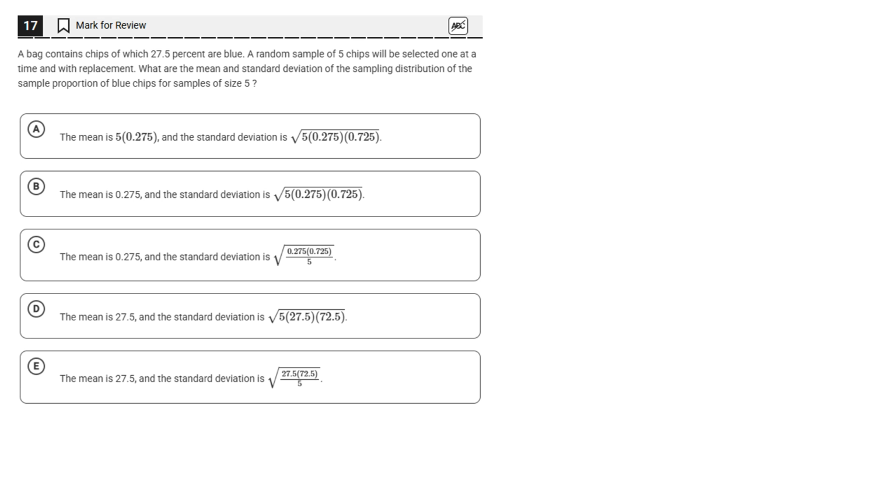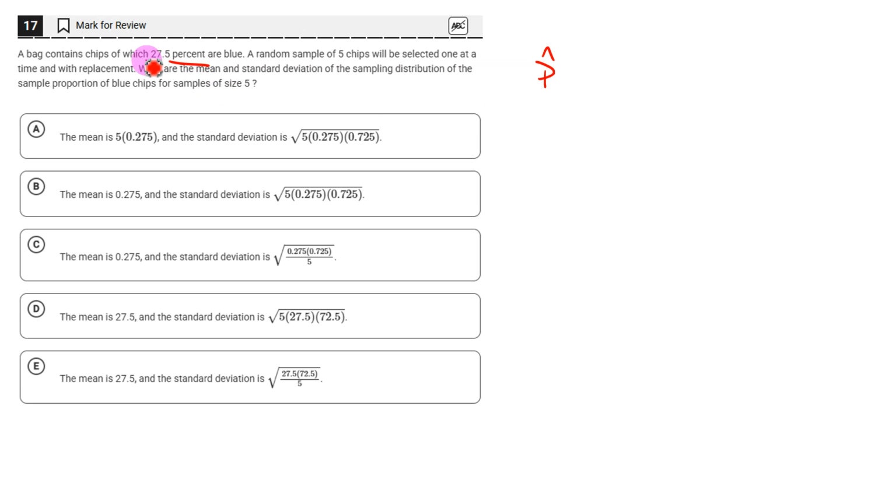A bag contains chips where 27.5% are blue, percent, so we're talking proportions. A random sample of 5 chips will be selected one at a time and with replacement. That means we don't have to worry about the 10% condition, all that kind of fun stuff. What is the mean and standard deviation of the sample proportion for a sample of size 5?